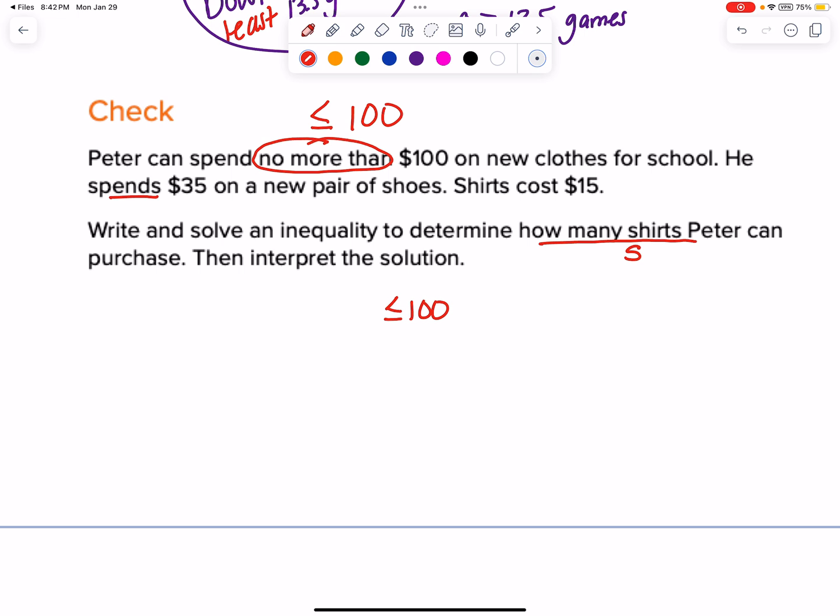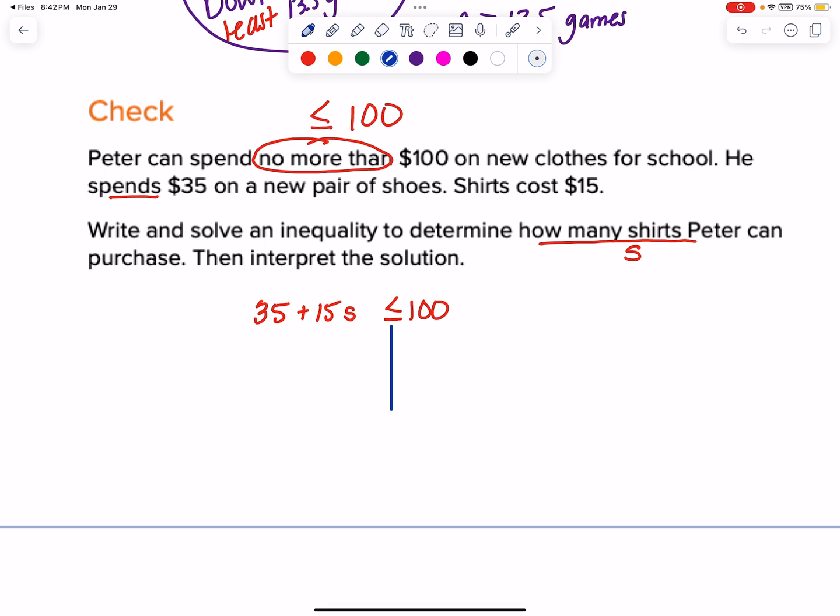So he already spent the $35. That's something that's already happened. And then something else has happened, so we're adding other spending. Well, what is the spending? Well, $15 shirts, but the question is how many shirts? That's where we get the times S for how many shirts. And all that spending must be less than or equal to, or no more than, $100. So that's the inequality you had to figure out. Let's go ahead and solve.